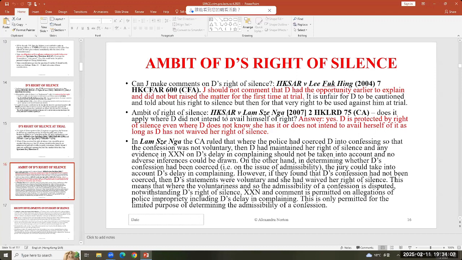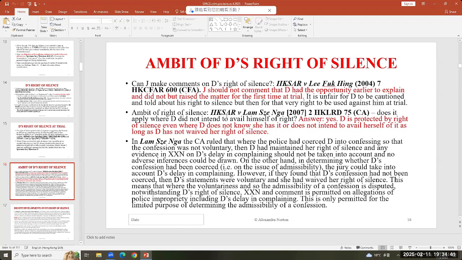So that's Lam Si Na. Lee Fook Hing, though, which was an earlier decision, establishes as a general principle that the judge should not comment that the defendant had the opportunity to explain earlier, but he didn't, right? That would make a sort of mockery of the whole Rule 2 caution, if a defendant, having been told about his right of silence and choosing to exercise it, stays silent, and later is criticized for doing it. So that's the basis of this right of silence.